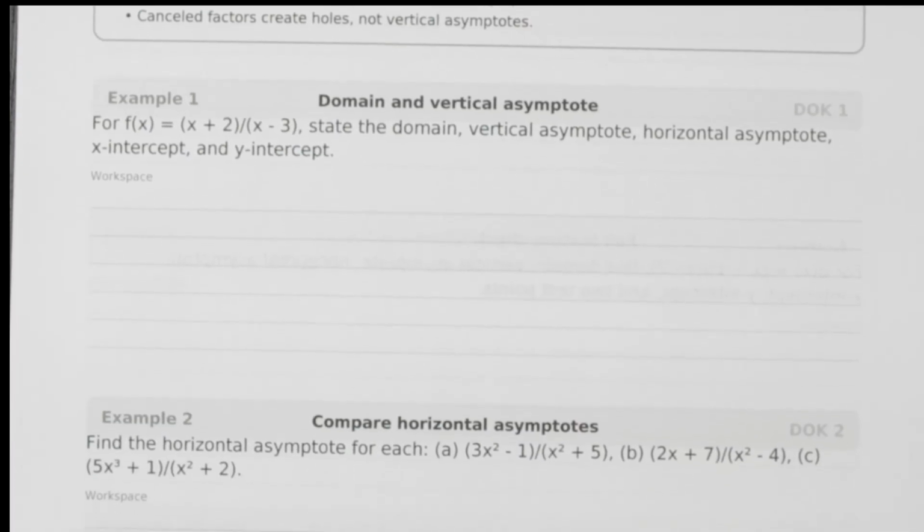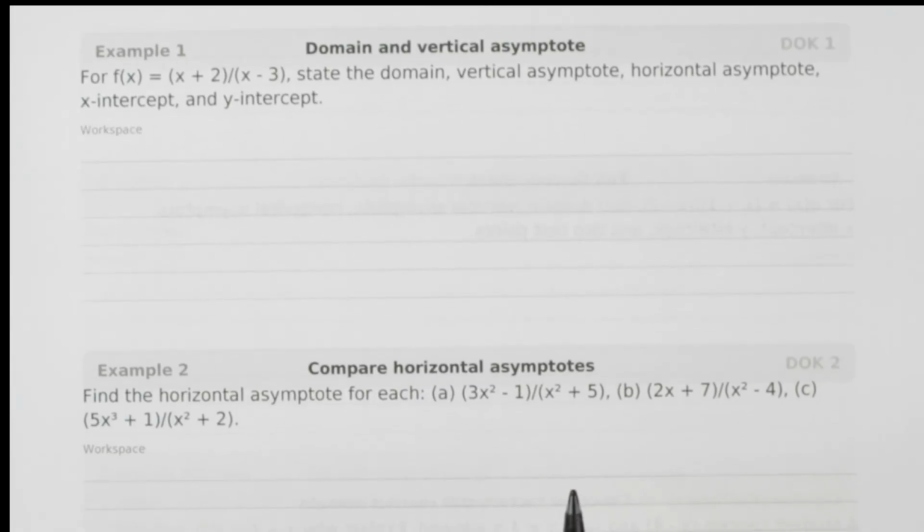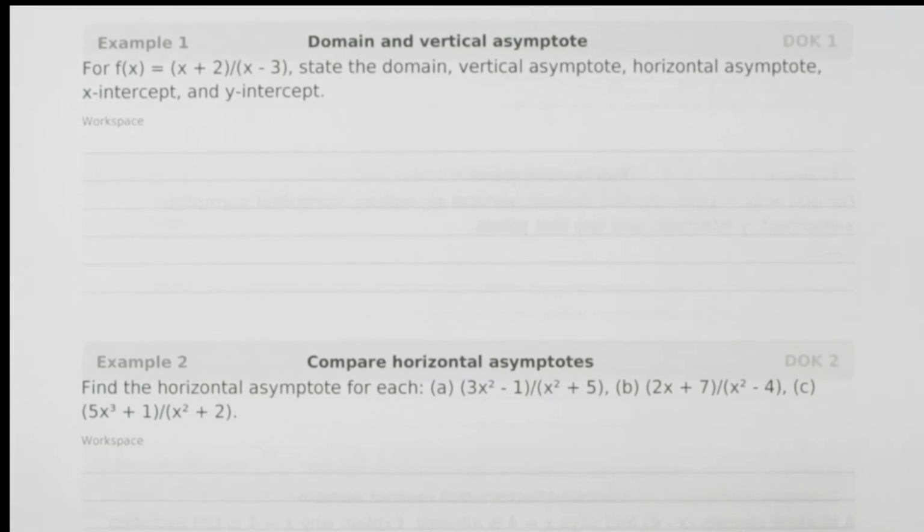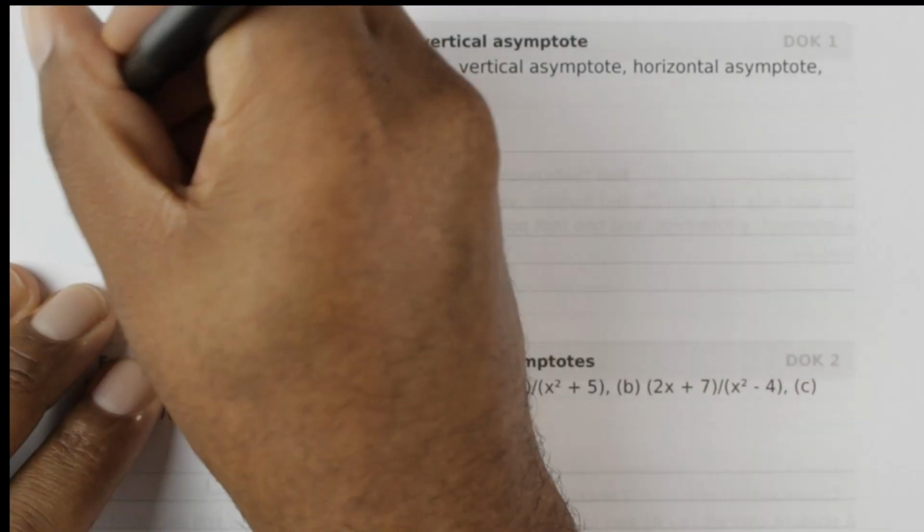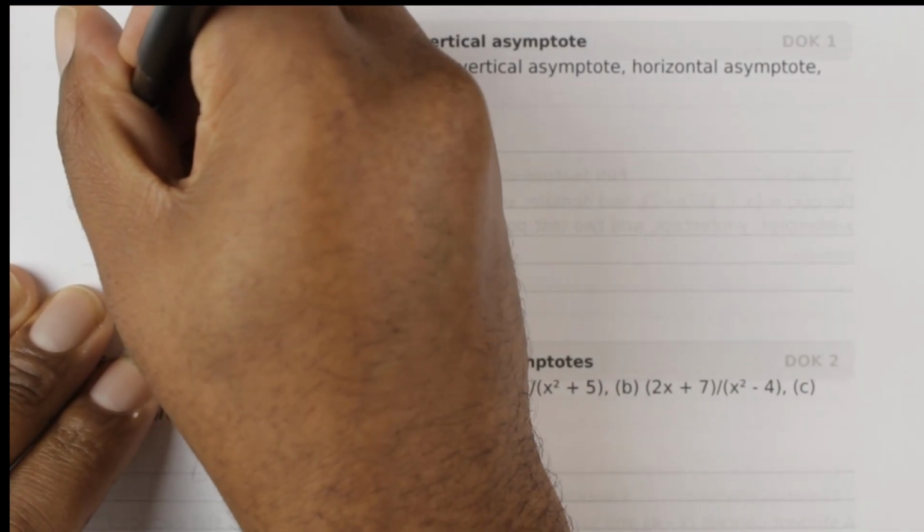You can review those quick rules on your own time. We're going to go through those. So we have f of x equals x plus 2 divided by x minus 3, and then we're going to state all of these. So the first thing we want to do is find the domain. Remember, the domain is when the denominator cannot equal 0. So we have x minus 3.